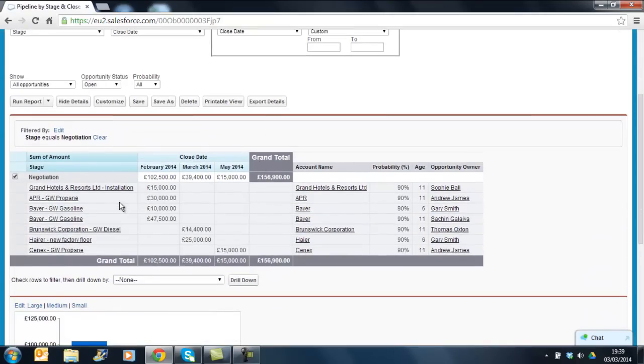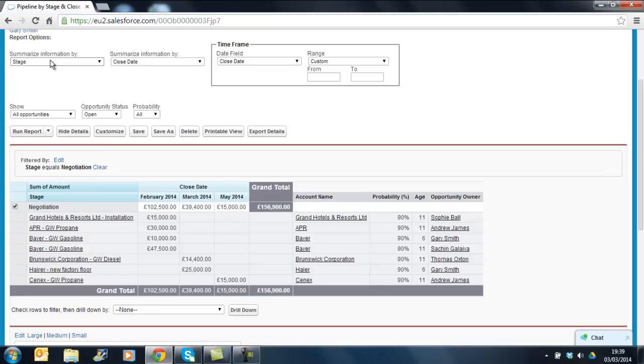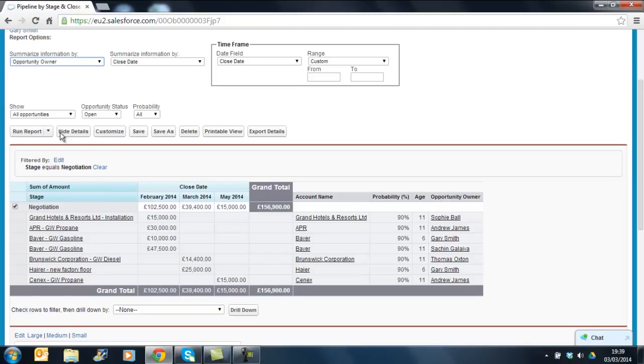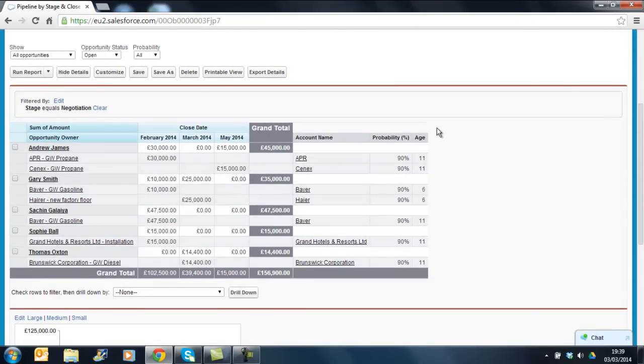So there's my deals that are due to close in February, all of my negotiation deals, and these are the ones that are due to close in February. And of course, like any other report, I can then just pivot it a little bit and say, well, actually, tell me about these deals by opportunity owner, for example. So now it's exactly the same piece of data, but we're looking at it by opportunity owner.